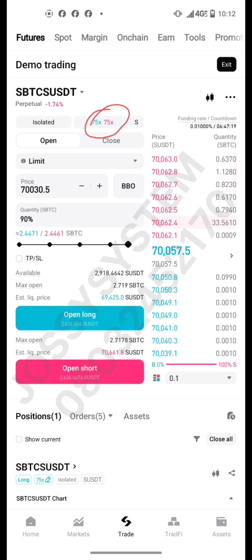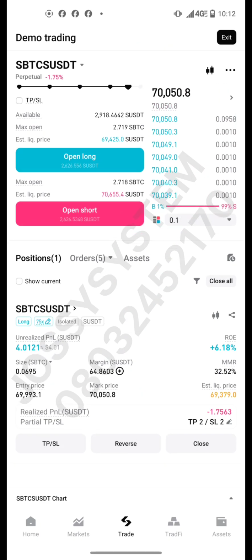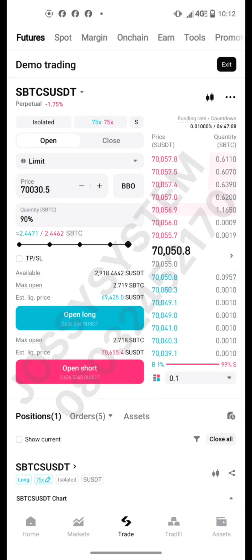So the same thing you do for buy, you also do for sell. Okay? So I believe I've been able to do justice to this. So that's how you use the Bitget exchange to trade futures.